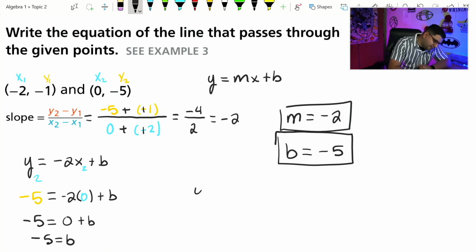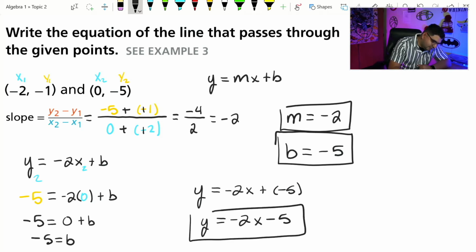Which means my equation to this line would be y equals -2x, with my value b now, plus -5, which is the same as y equals -2x minus 5. And that would be my answer for this first one.